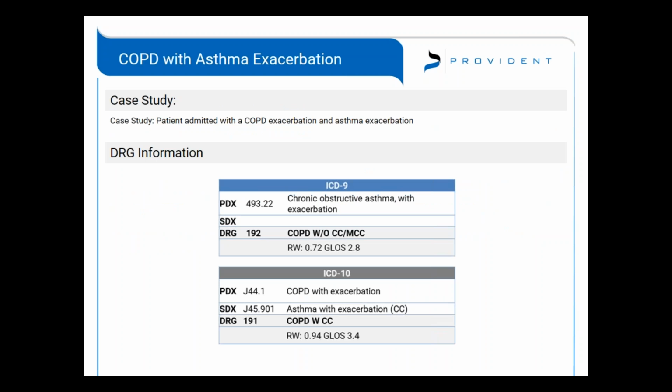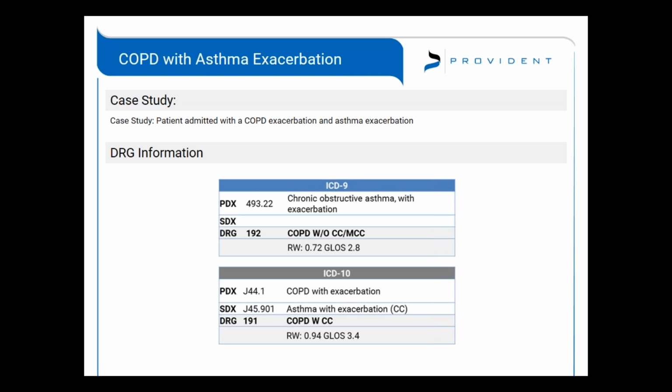So let's move on to a very short case, but it's an interesting one. A patient presents to the hospital with COPD exacerbation and an asthma exacerbation. In ICD-9, this would just be a single combination code, 493.22, and that would take you to DRG 192, COPD without CC or MCC.